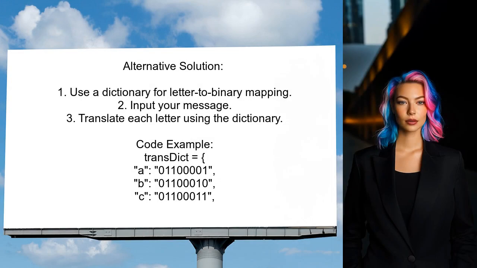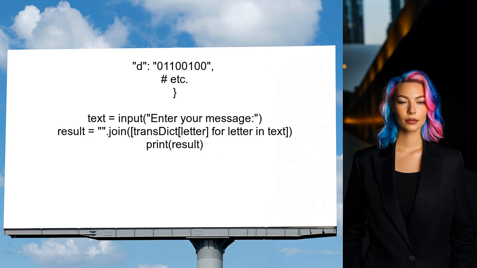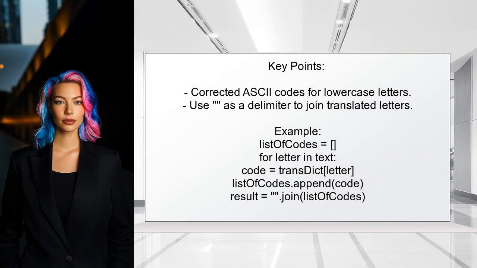An alternative solution suggests using a dictionary to map each letter to its binary representation. This method simplifies the process by allowing you to translate each letter in the input text directly. The user also corrected the ASCII codes to represent lowercase letters. They explained how to join the translated letters into a single string without any delimiter.